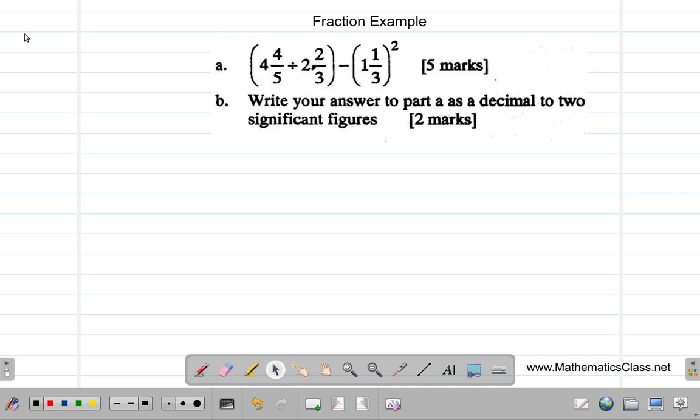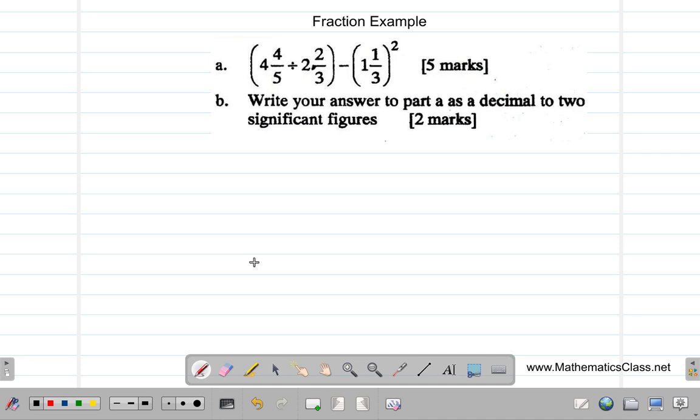Fraction example. Now I want you to pause the video and work this out. So go ahead now. Okay, you have paused the video and worked it out. Let's go through it. It says 4 and 4/5 divided by 2 and 2/3 minus 1 and 1/3 squared.